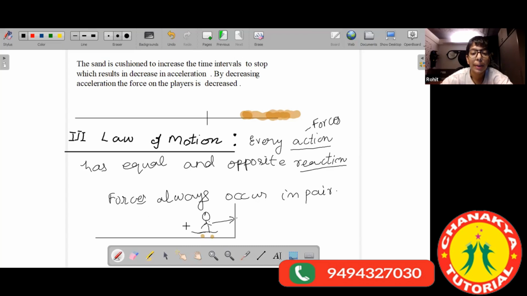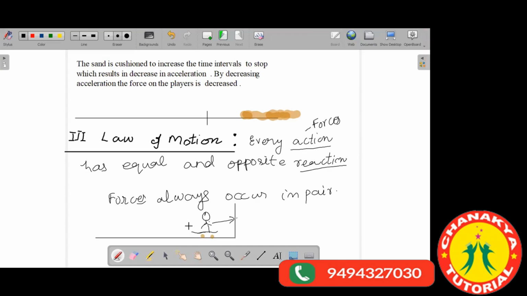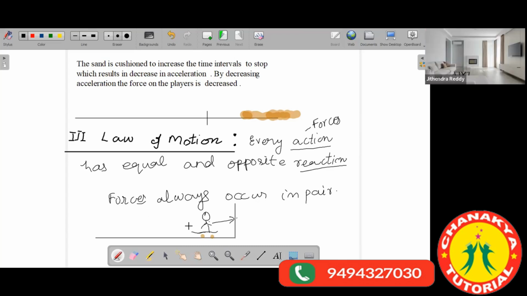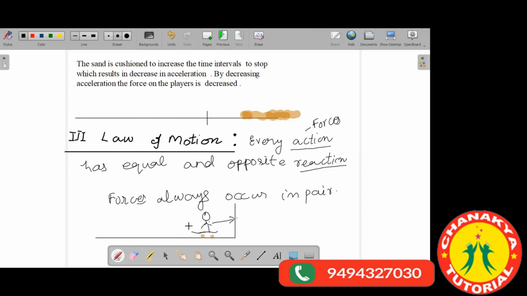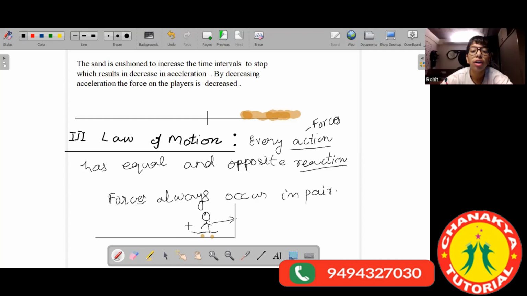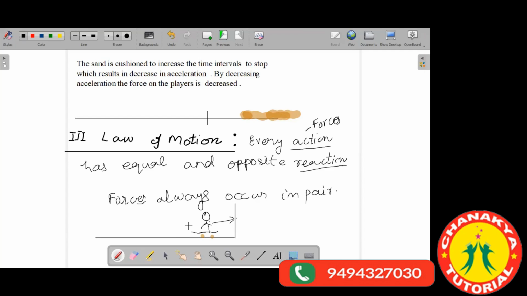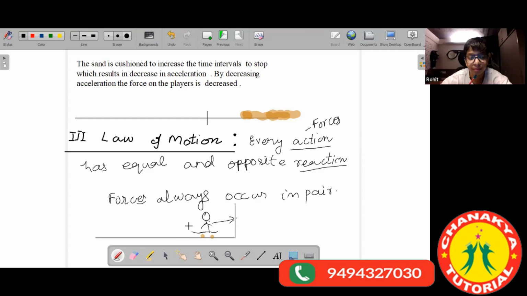It will be the same. Sir, it can't be the same, because even if we apply a force on the wall, it won't move. Okay, the wall is not moving. That's a different question.